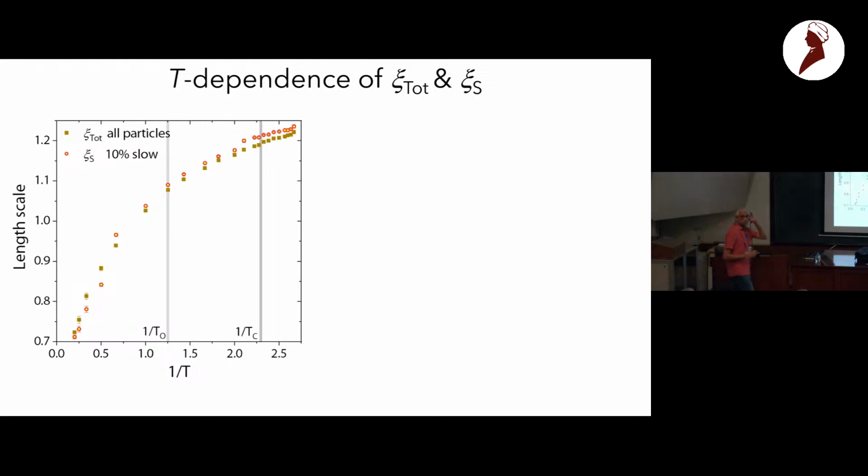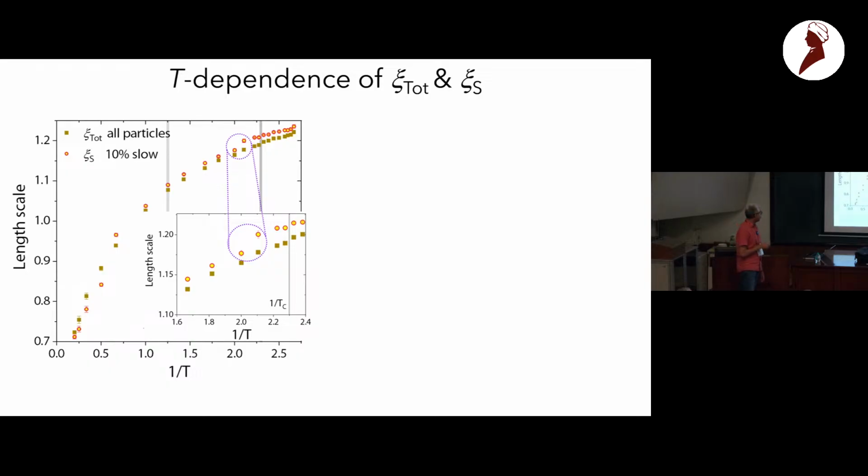And let's first look at the slow ones and compare it with what's happening with the fast ones. So the squares are all the particles in the system, and the 10% slow are right here. They're riding up, as you would expect, on top of the xi total. But what's fascinating is that there seems to be a sort of step increase here, and I can zoom in on that step. It's right here, and it happens close to TC.